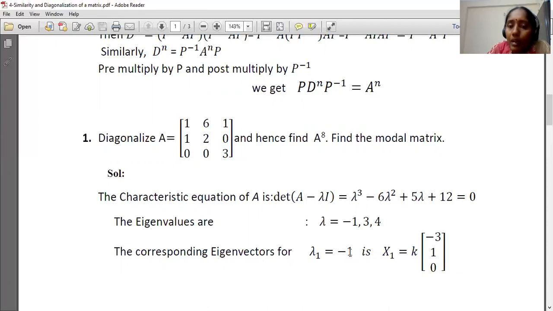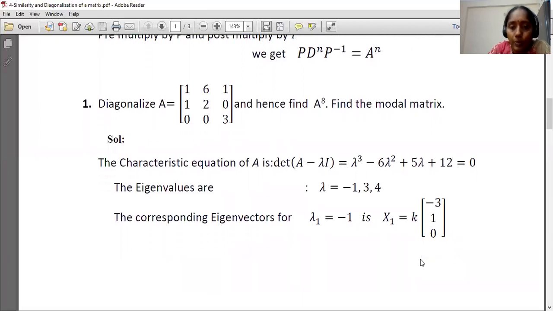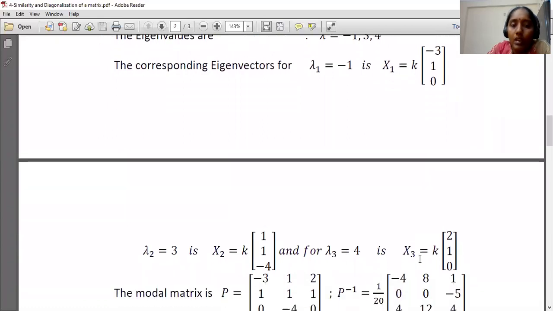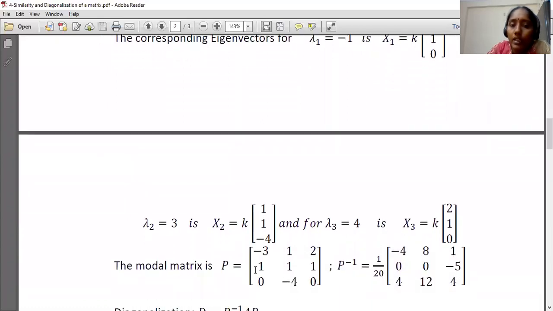The eigenvector corresponding to lambda equals minus 1 is x1 equals k times (minus 3, 1, 0). For lambda 2 equals 3, x2 equals k times (1, 1, minus 4). And the eigenvector corresponding to lambda 3 equals 4 is k times (2, 1, 0). Now write the model matrix P. Model matrix P means the eigenvectors as the columns of P. So this is x1, this is x2, this is x3.